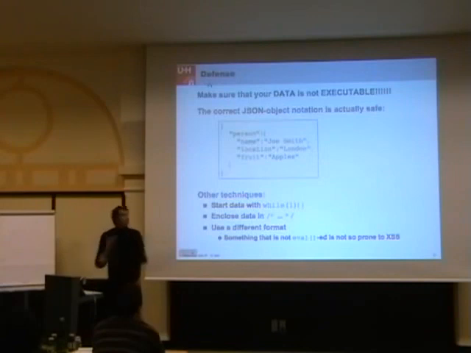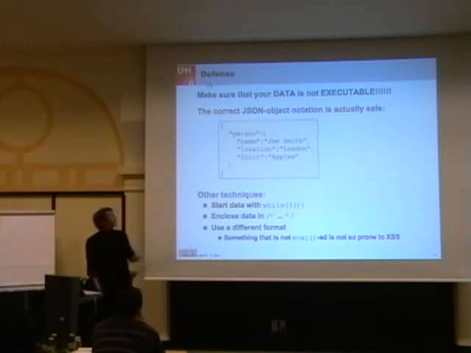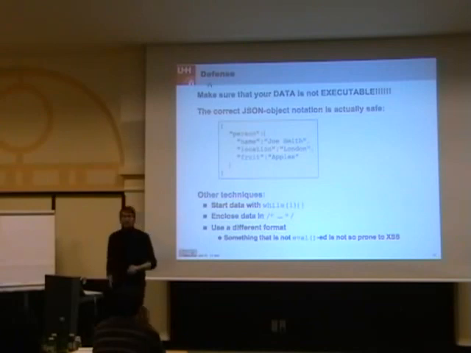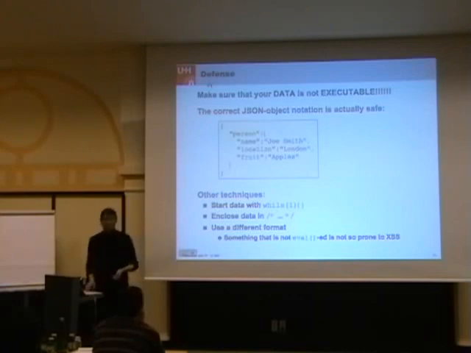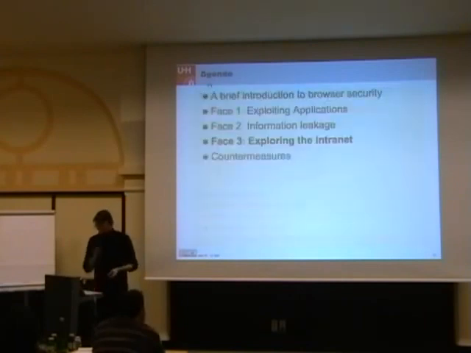So what is the defense? You always should make sure that your data is not executable. This is rather easy. The most recent JSON object notation is not vulnerable, but I don't guarantee that your framework is using that one. Also, there are a couple of other recommended techniques. You could start your JSON data with a while loop that is removed before accessing the data, or you can do some other stuff. But still, maybe you should just use XML for data exchange and not JSON. It's not a good idea.